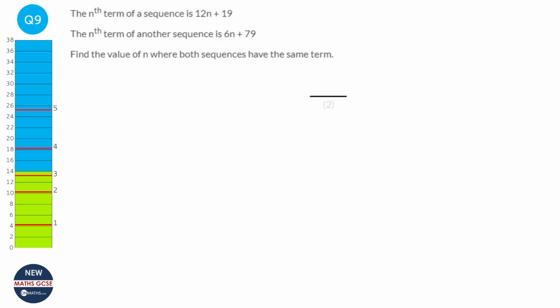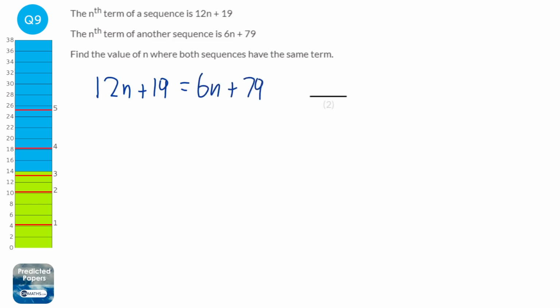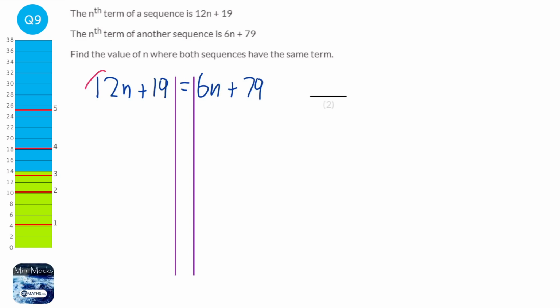So we're asked to find the value of n where both sequences have the same term. So I'm going to start off by equating both nth terms to each other, and then we can find the value of n which gives the same term. So I draw my lines down, and I'm going to start off by getting rid of the n's from both sides. So we look to see which is the smaller amount. So we've got 12n and we've got 6n, so the smaller amount is the 6n. So we're going to take away 6n both sides, and so that would be 6n plus 19. And we've got rid of the 6n, so it's just 79.